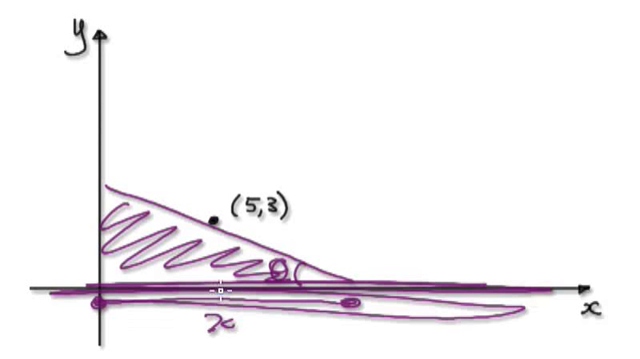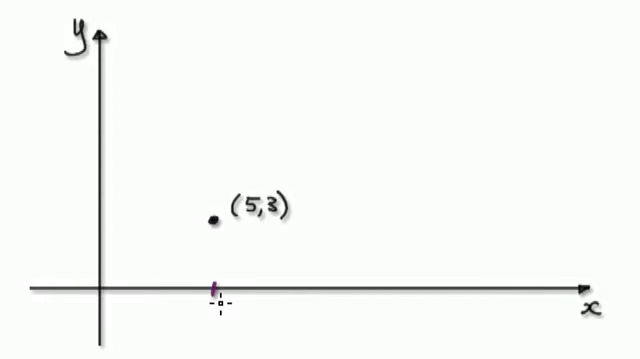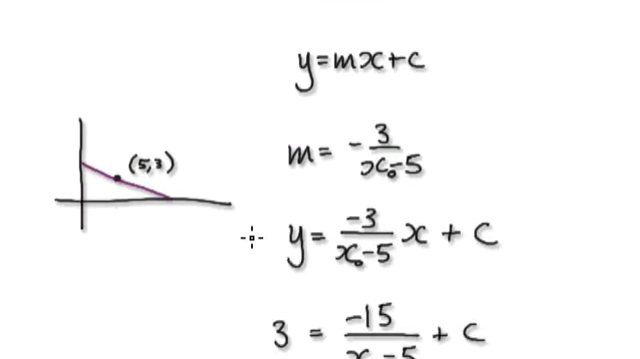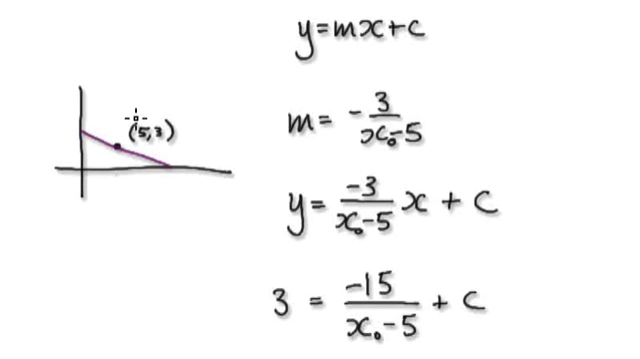But don't forget our domain here would be x being strictly greater than 5, because it makes no sense when x is dead on 5. You're just going to get a vertical line here. So it has to be strictly greater than 5. So to do this, we want to minimize this area here.